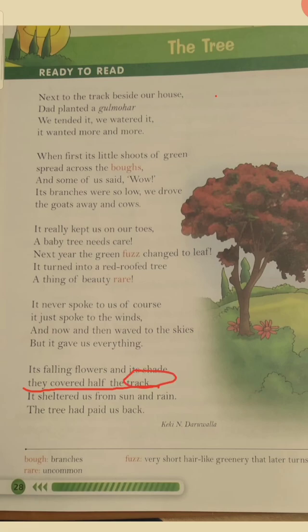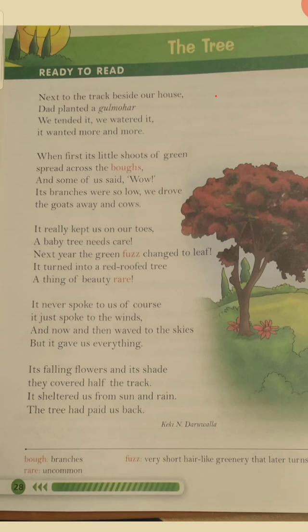Trek means path, road. It sheltered us from sun and rain. The tree had paid us back. What does the poet say? When it was raining, the tree gave them shelter. When it rains, anybody can take shelter under this gulmohar tree. And when it is too hot, when the sun was shining, people could take rest under the shade of the gulmohar tree.